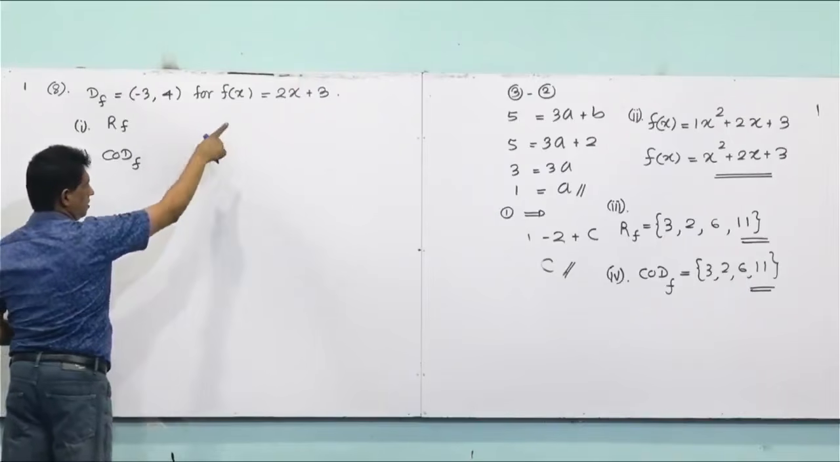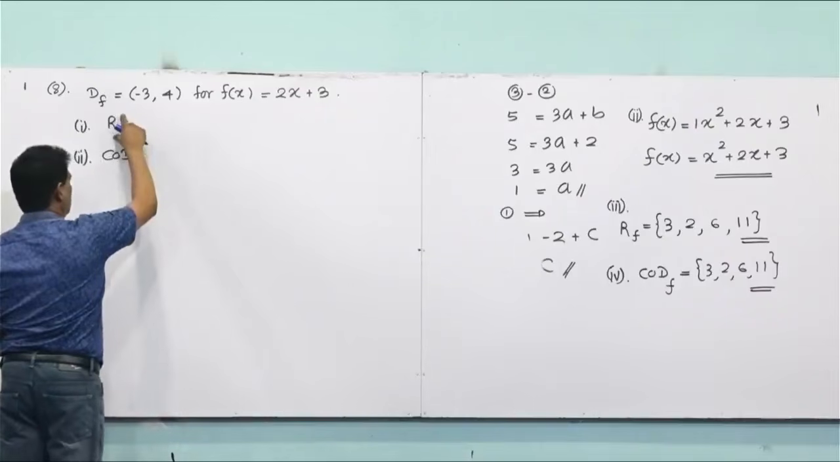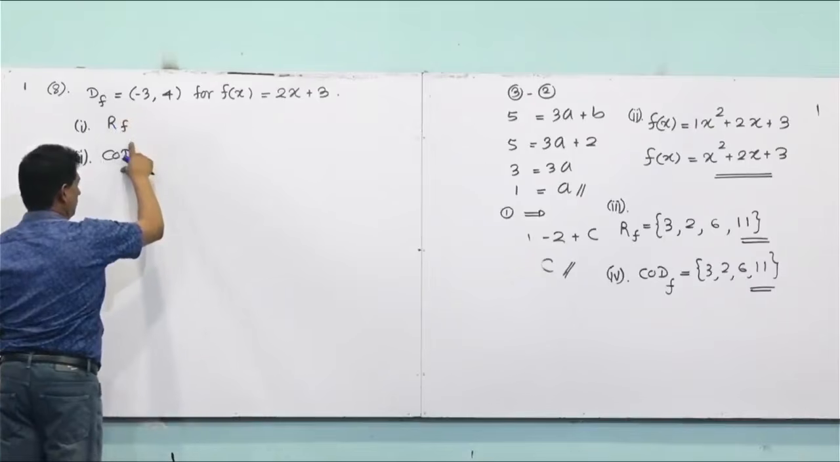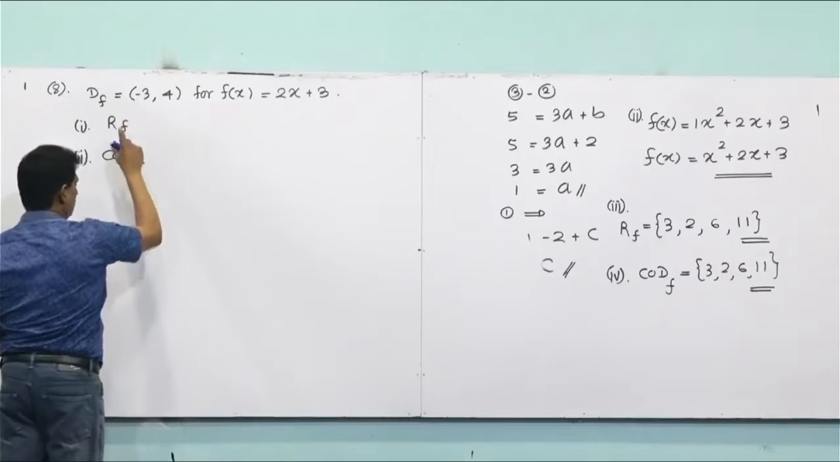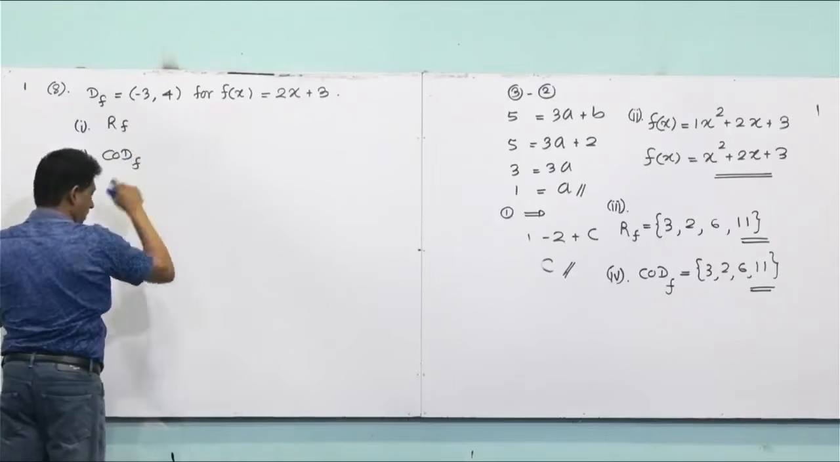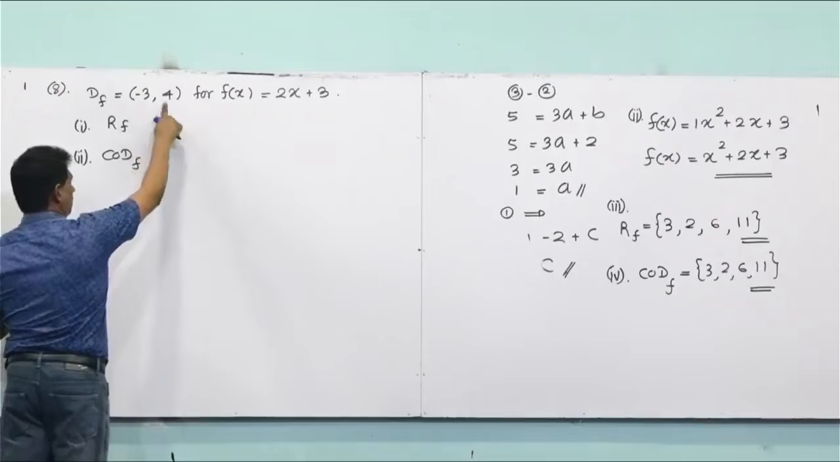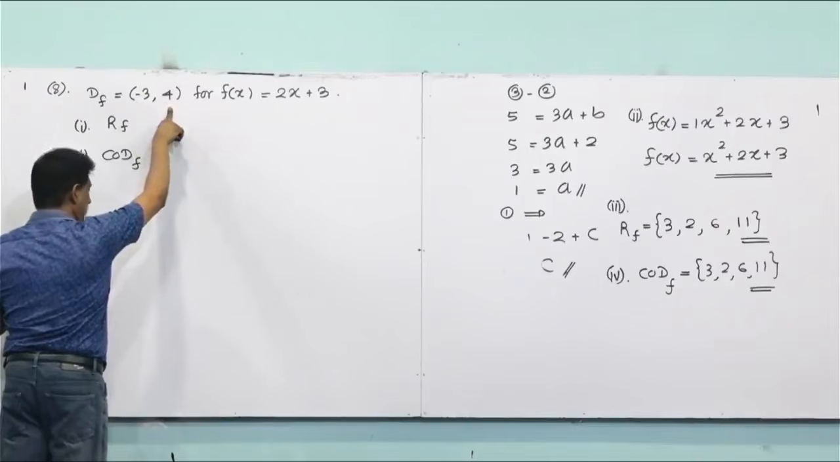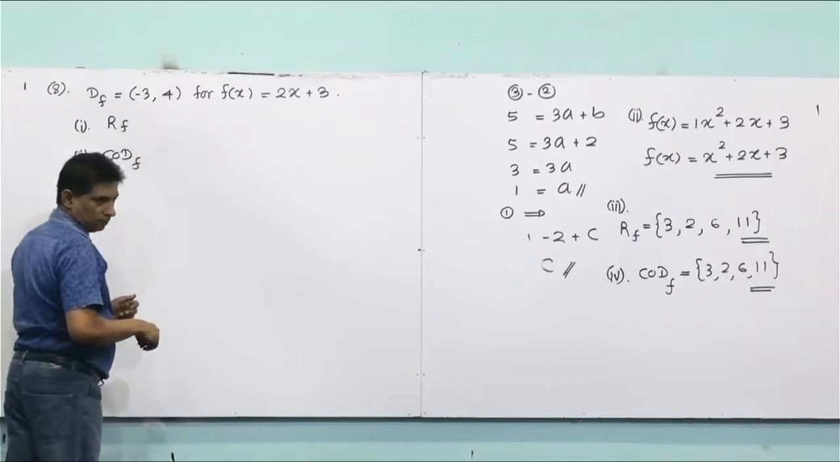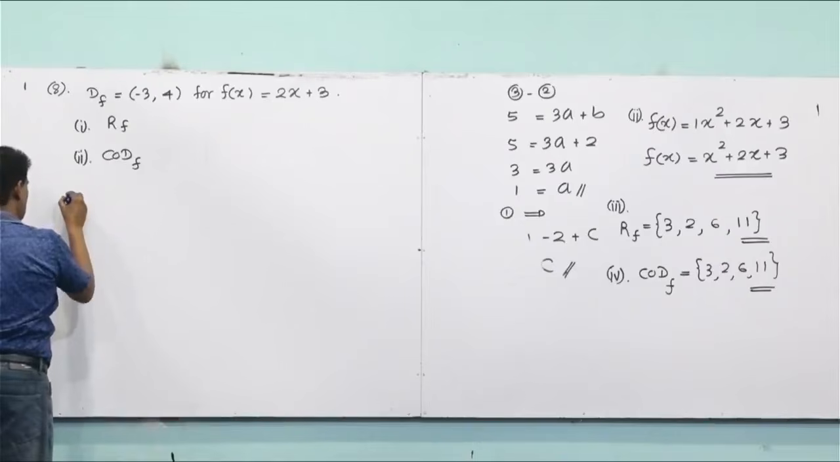Then the image of x is 2x plus 3. Now we have to find the range and see the codomain. To find the range, we have to find all the images. As there are an infinite number of elements, it is not possible to find each image. Okay, now here we have to use a special trick, right?